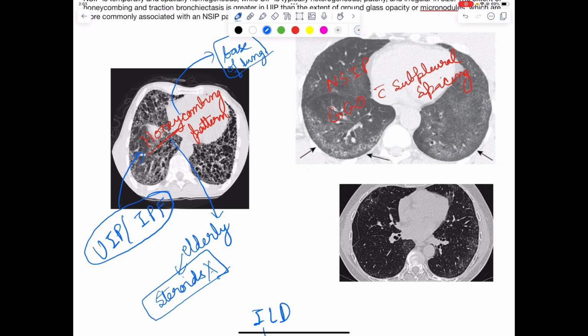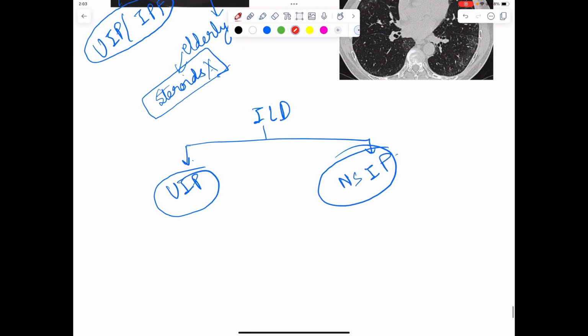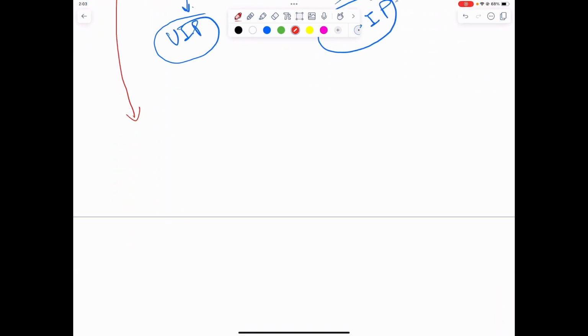Now in NSIP there is ground glass opacity with subpleural sparing. But it is occurring in a middle-aged woman. This disease is occurring in a middle-aged woman. So when NSIP is occurring in a middle age, her immune system is quite good, so we can give steroids to reduce the inflammation, and this can be the treatment. Now remember that elderly people are going to die early as compared to the middle age.